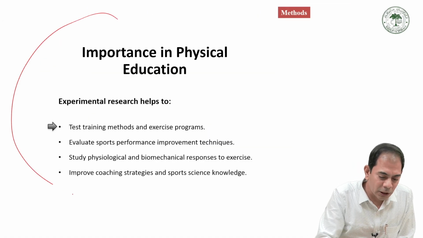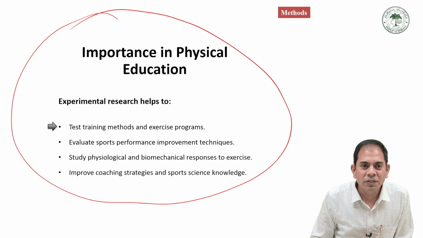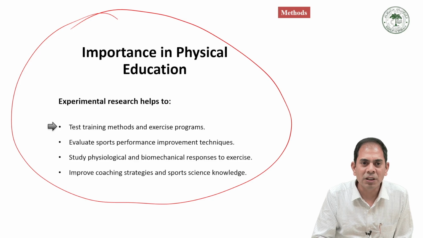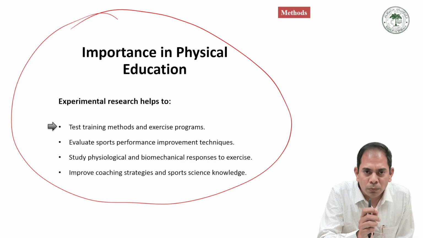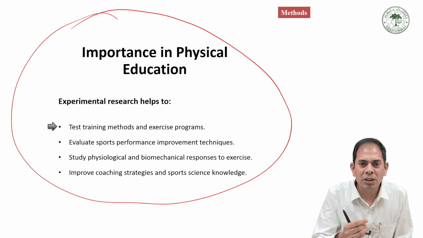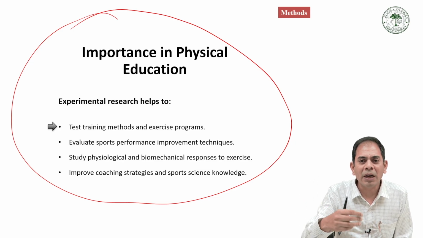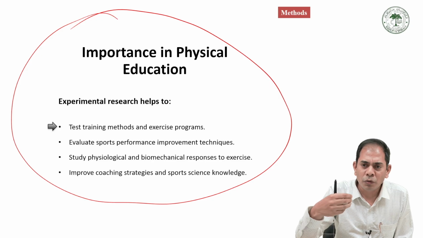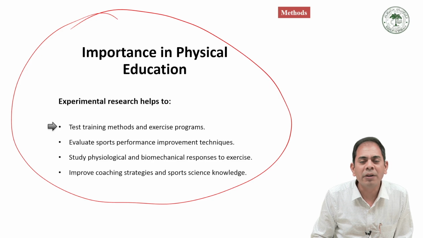Next important thing is the experimental research. Why do we study it in the field of physical education and what is it used for? The importance in the field of physical education makes it one of the most valuable approaches in sports sciences. Experimental research helps us to test a training method and exercise program in a scientific, proper way. Instead of relying on assumption and old patterns, we can practically apply our training or treatment and observe the actual effect on the athlete, and then we can apply it to get better results.